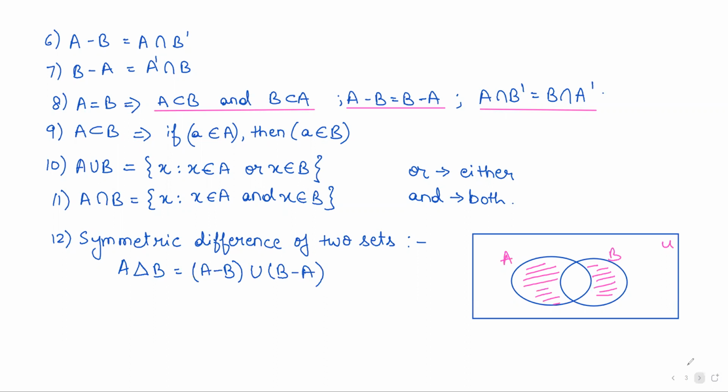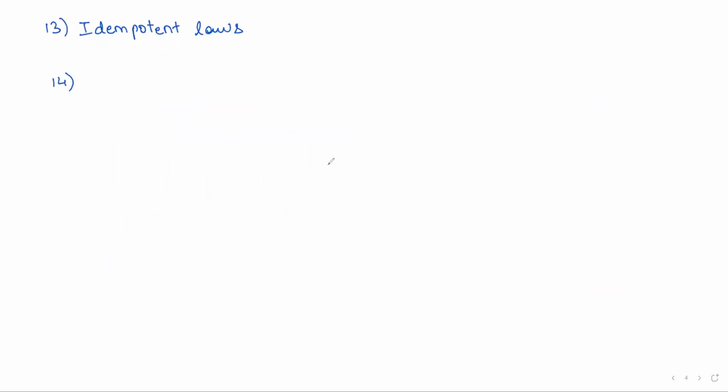Next, idempotent laws. You already studied these laws; this is a revision part. Idempotent laws are: A union A will give you A, and A intersection A will give you A. If you unite A with itself, you'll get A, and if you take the intersection of A with A, you'll get the same set A. Next, identity laws.